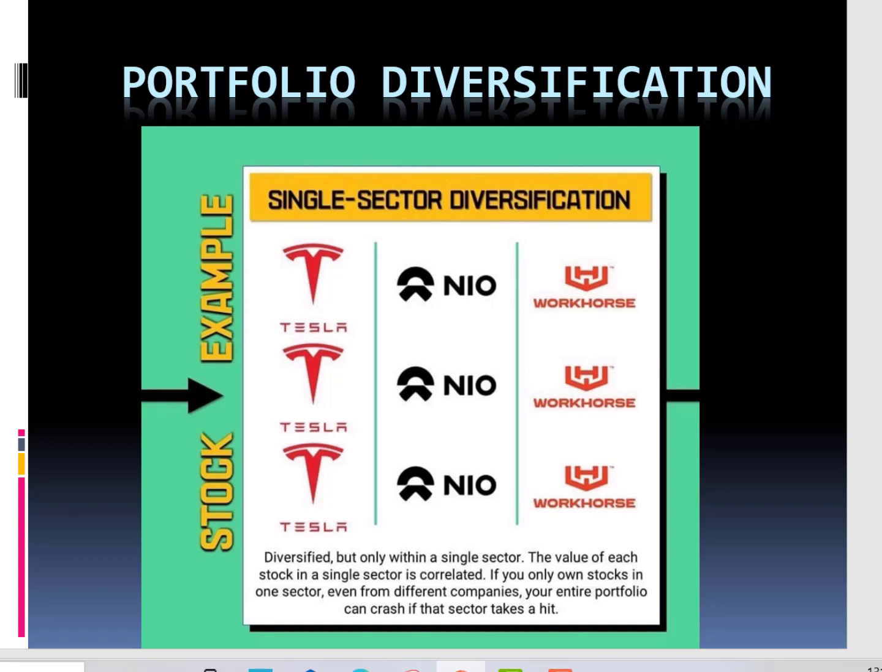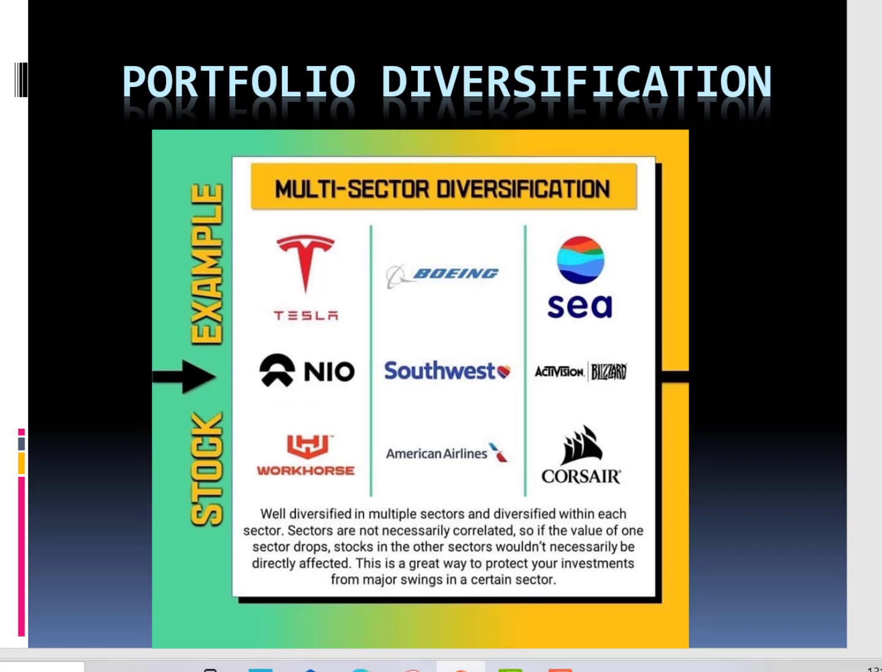Then you had the chip shortage that delayed some of the production of these companies. Then it put a really heavy impact on the entire sector. So again, you can be diversified because you bought 3 shares, but if you are only in one sector, you are still not doing a good job in diversification.